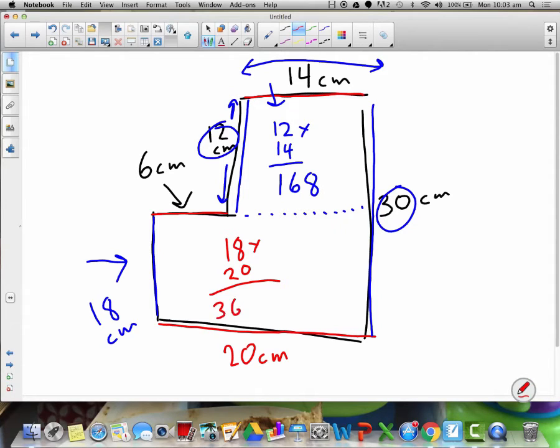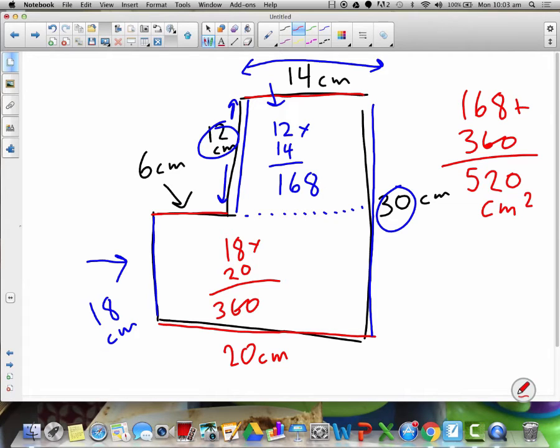Okay, so, right, so you've got that. What now? You've got 168 and 360. What are you meant to do, Austin? 168 plus 360. I wonder if anybody's actually worked that out. Just a good old-fashioned addition. You got that, Sky? 520. Good, and that's 520 centimetres squared. Oh, sorry, 528 centimetres squared.